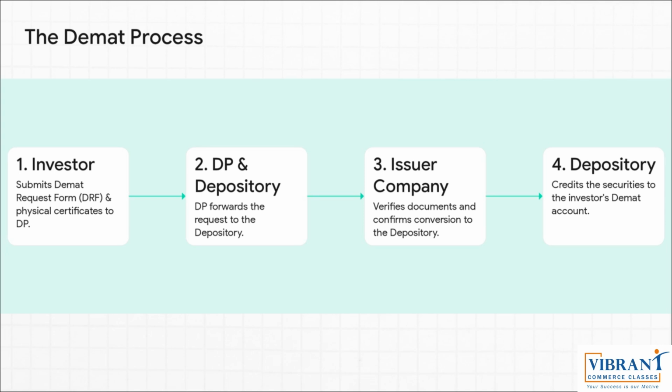What happens next? Well, your DP zaps that request electronically to the main depository. At the same time, they physically send your old certificates to the issuer company. The company then checks to make sure everything's legit and confirms it back to the depository. And once that confirmation comes through, boom! The depository credits the right number of securities directly into your electronic DEMAT account. It's simple, it's secure, and it's all digital.